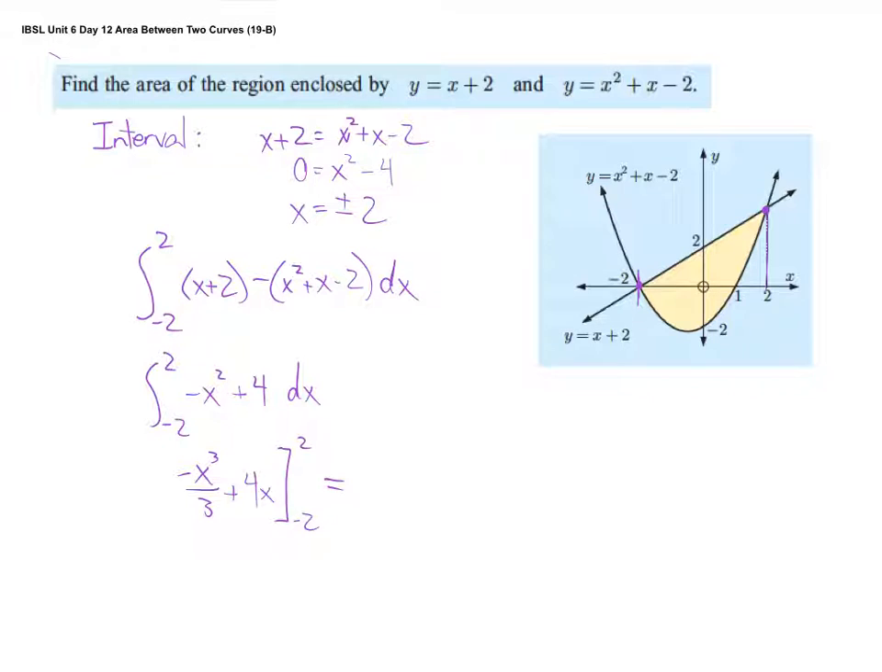So at positive 2, we get negative 8 over 3 plus 8, minus, at negative 2, we get positive 8 over 3 minus 8. And you'll notice we get negative 16 thirds plus 16. So that's a negative 5 and 1/3, so we have 10 and 2/3.